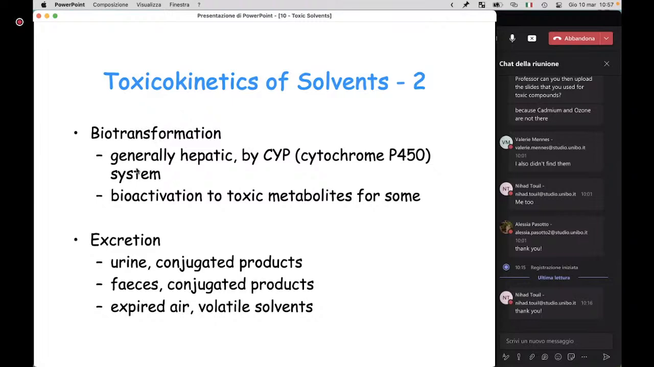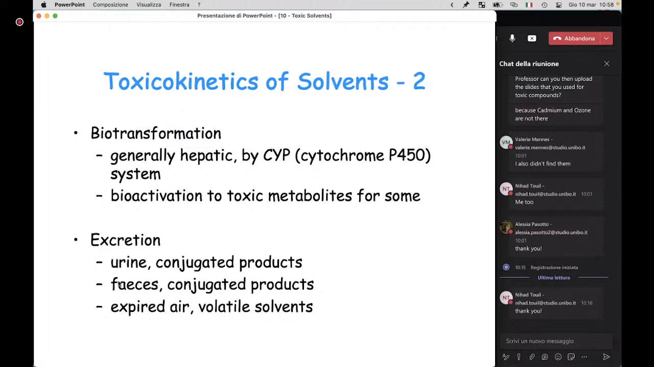Transformation is mainly hepatic, so through the liver, and again, we have seen it before, the most important system is the cytochrome P450. In some cases, this system, and in general hepatic biotransformation, causes bioactivation to toxic metabolites. Excretion is through the urine, but since they are quite lipophilic, we have to have conjugation before, okay? Glucuronidation, sulfate conjugation, and so on.